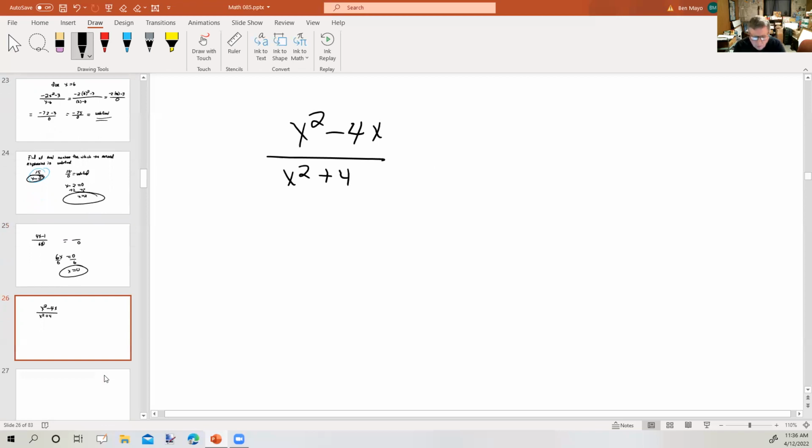So find all real numbers for which the rational expression is undefined. So when would that be 0?